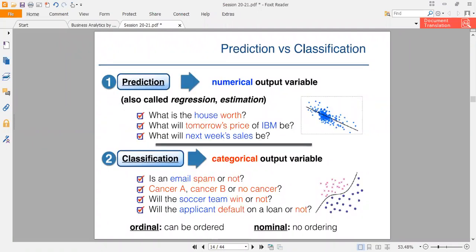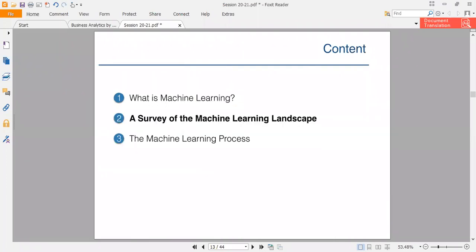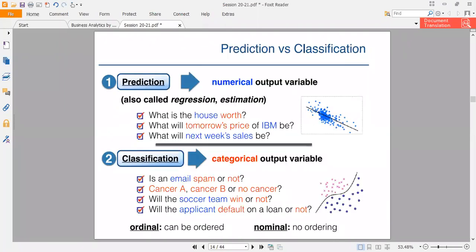So now there are going to be some other divisions or other categories of machine learning models. We're going to discuss each of these different categories briefly, and then we'll end for today. So the first thing is, there are two different types of machine learning models. This categorization is that we have prediction algorithms and we have classification algorithms.